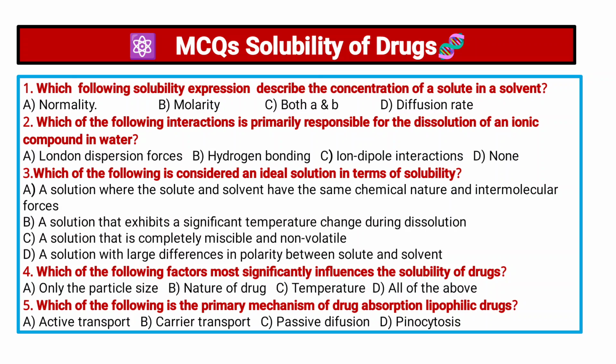That means the methods of expressing it. Option A, normality. Option B, molarity. Option C, both A and B. And option D, diffusion rate. So both A and B is correct. Normality and molarity express solubility.